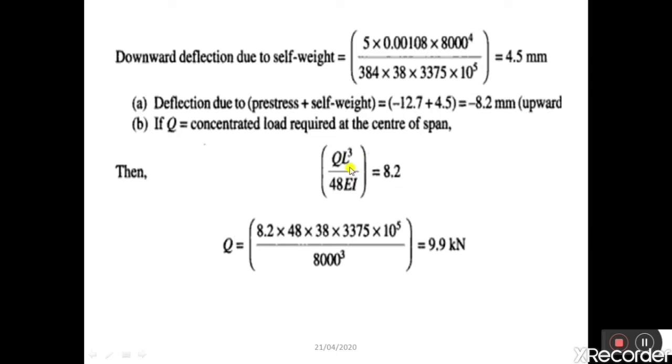So we know the value of L, we know 48, we know what is EI. Then the only unknown is Q. So Q is equal to, by rearranging the terms, you will get 9.9 kilonewton. So if I apply a concentrated load of 9.9 kilonewton at the midspan of a beam, then the total deflection will be equal to 0. So these are the two conditions which are asked in the question.